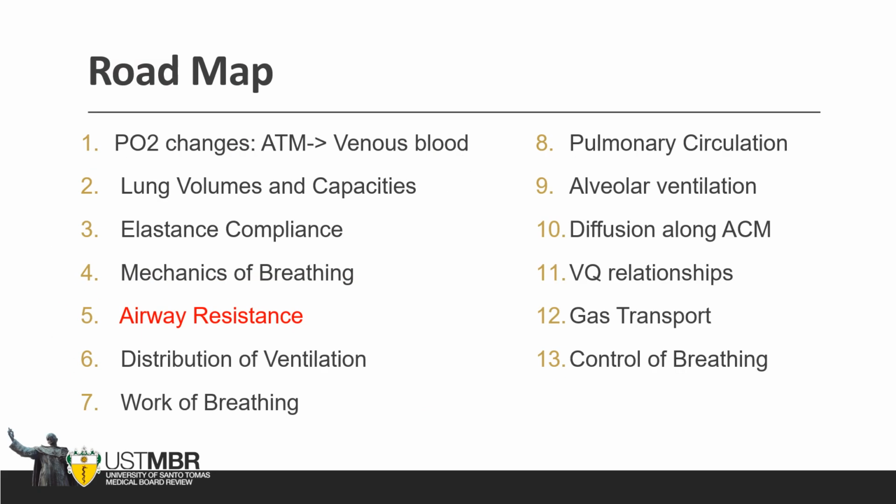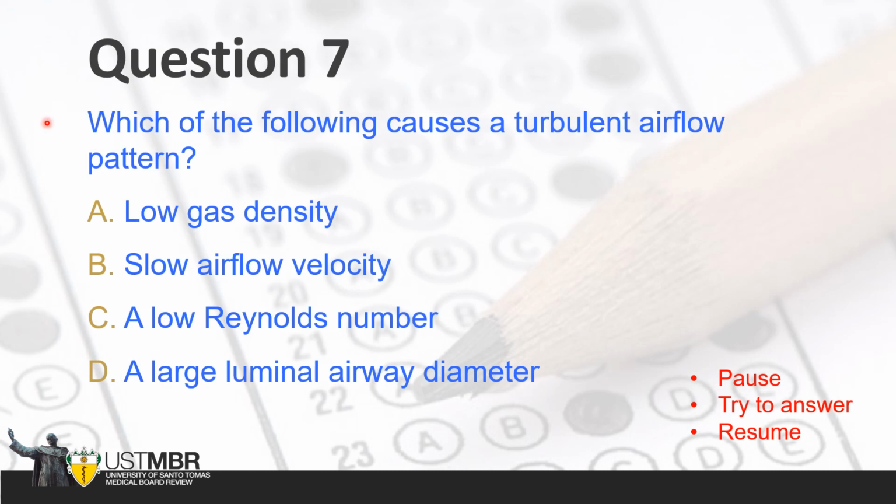Now let us move on to the fifth topic, which is airway resistance. So which of the following causes a turbulent airflow pattern? A. Low gas density. B. Slow airflow velocity. C. A low Reynolds number. D. A large luminal airway diameter. So again, I'd like you to pause, try to answer, and resume.